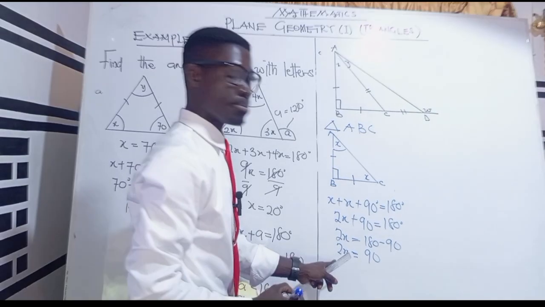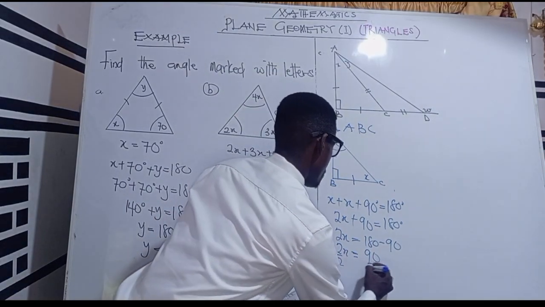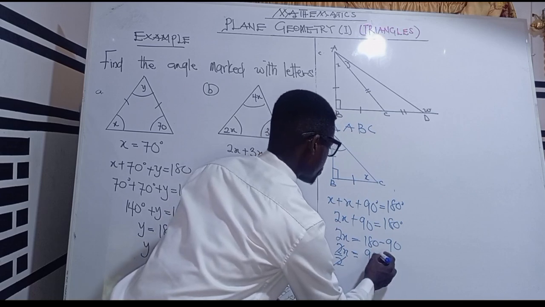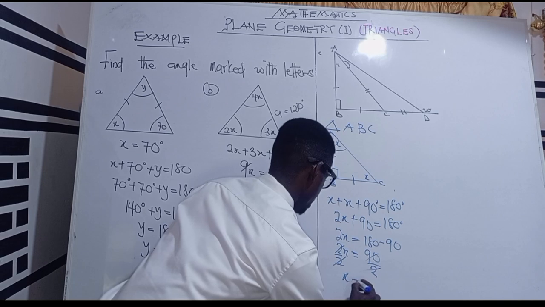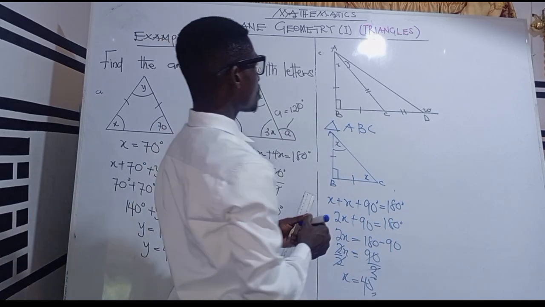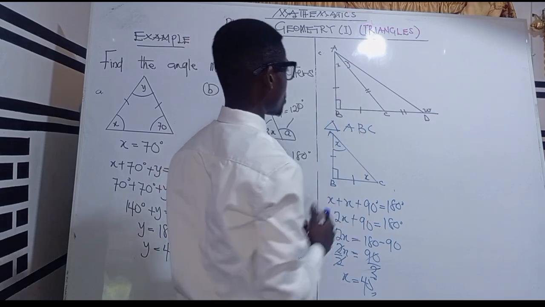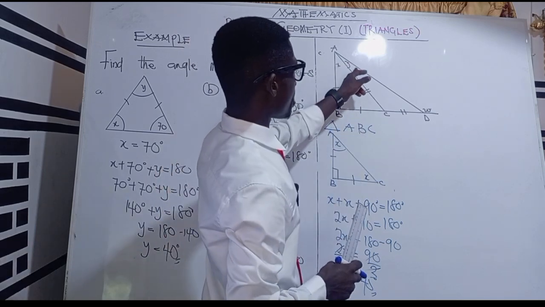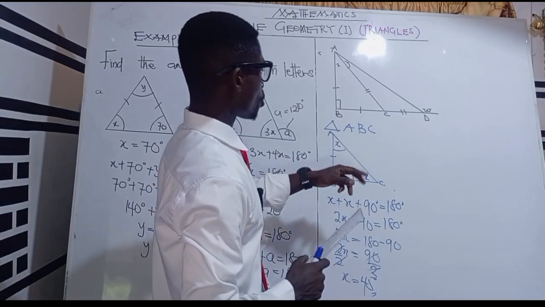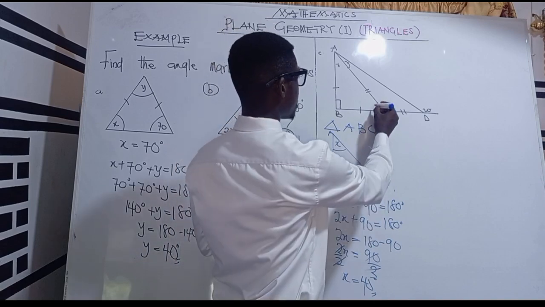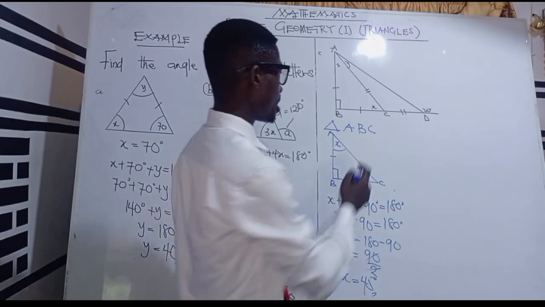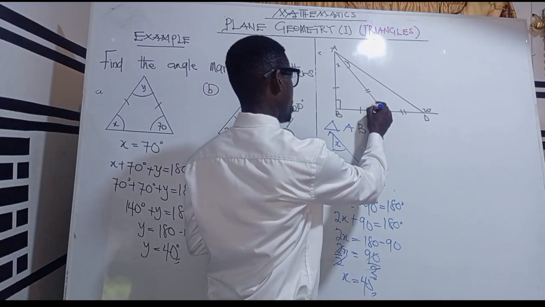So dividing both sides by 2, we have this and that. 2 into 90, 45. So we have our x is equal to 45 degrees. Good. So this angle x is 45 degrees. And then we have to find the angle marked with what? Y. So we know that this angle is also equal to x and is equal to 45 degrees. Okay, so let's write this angle to be 45 degrees.